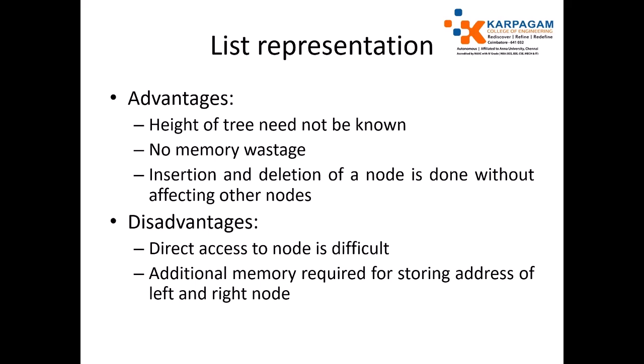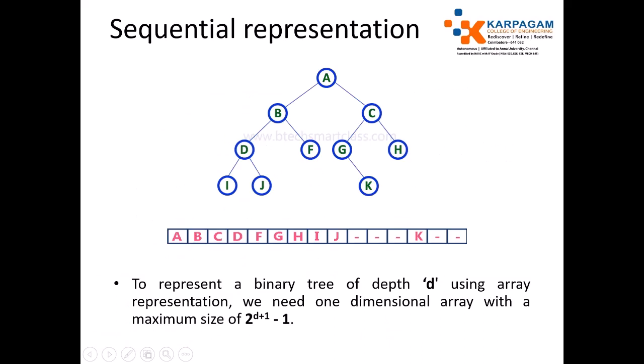The disadvantages are that direct access to a node is difficult. In an array, the positive aspect is we can access data randomly, or direct access is possible, but it's not possible with a linked list. Additional memory is required for storing the address of the left and right subtree. In an array we don't have any left address part or right address part. We are just storing the data, and the array elements are accessed by using the index.